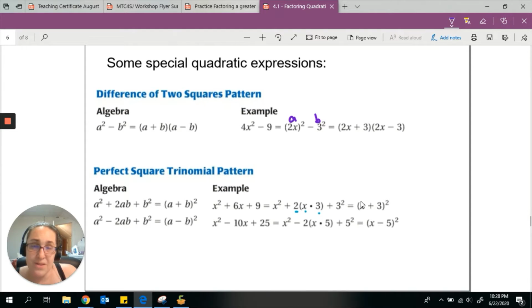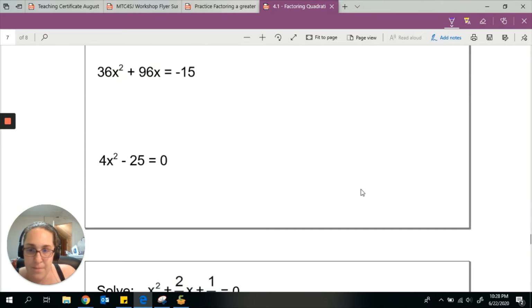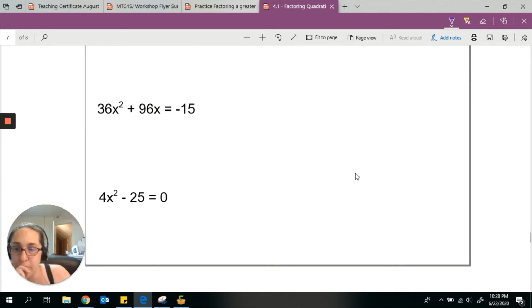All right, so let's look at using that on an example, and we'll come back to the rest of that in a second. So here we have 4x squared minus 25. 4 is a perfect square, 25 is a perfect square. So you can see that a is going to be 2x, because the quantity 2x squared is 4x squared, which is what we have here. And then our b term is 5. And it's a difference of two squares.